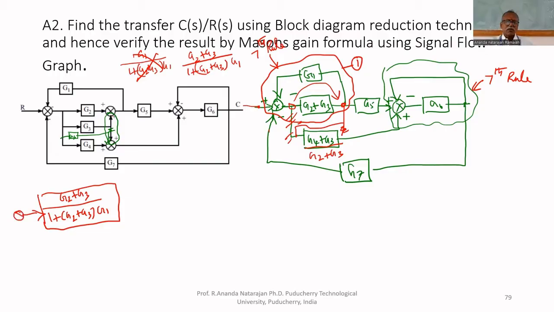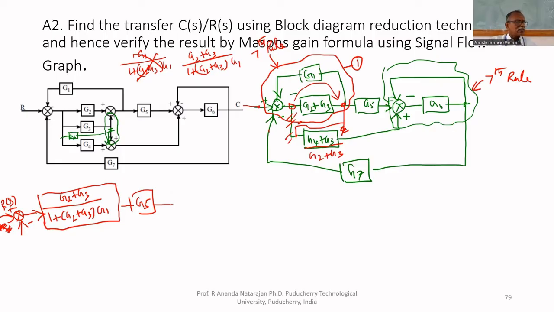So I have to draw the summing junction, R, and the feedback. This is plus, this is plus, this is plus. I will put it here. This is minus, feedback is negative. After this, G5 is there. Now this is coming here. G5 is in parallel with G4 plus G3 upon G2 plus G3. Therefore, I can add G5 with that. Am I correct or not?